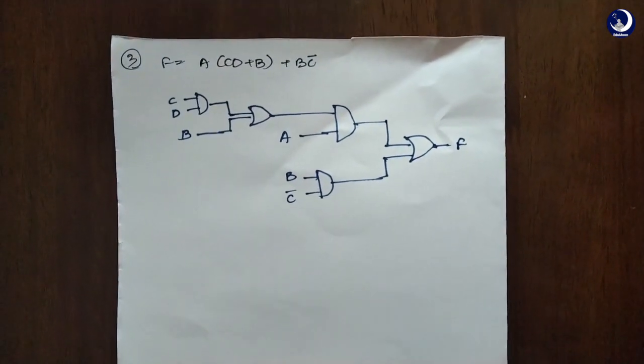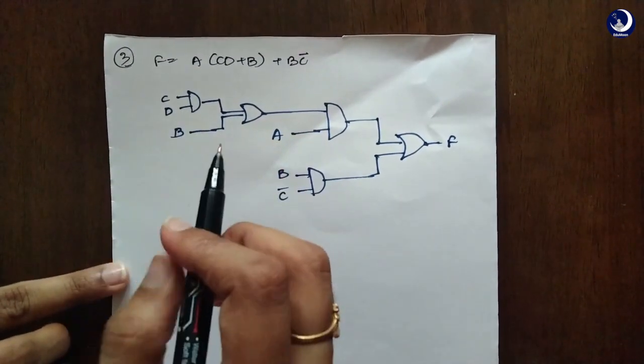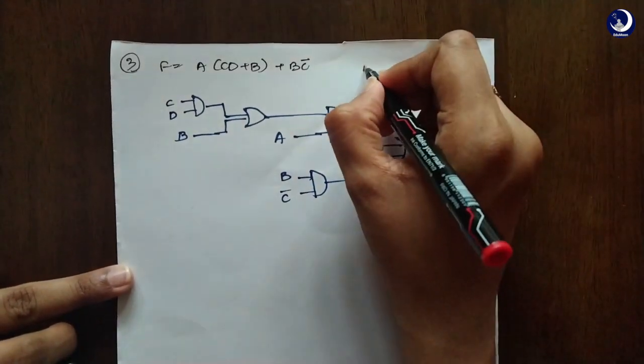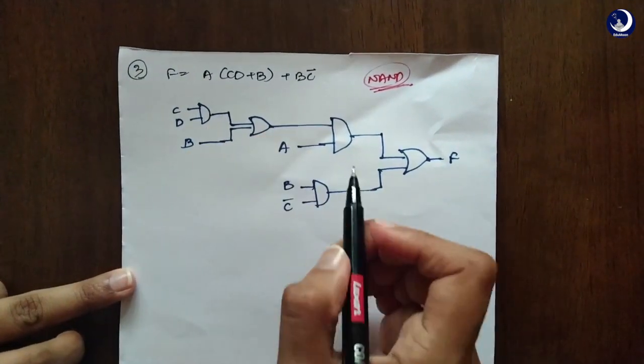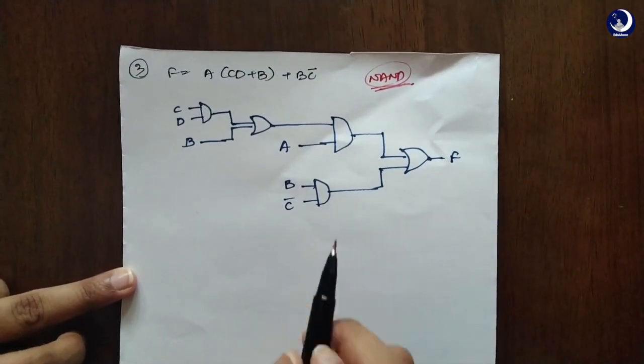Now as we're using only NAND gates, how do we do that? First of all, consider only the AND gates. As this is a NAND realization, you are at first considering the AND gates. So this is an AND gate, this is an AND gate, this is also an AND gate.